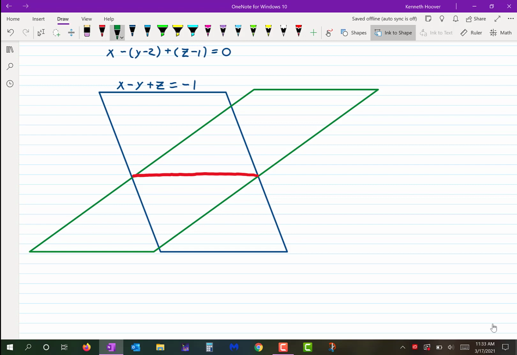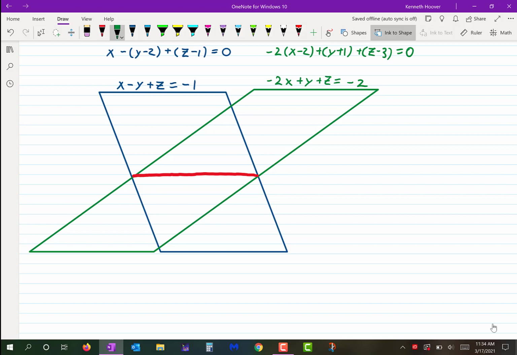Okay, all right, for the green plane, we have -2 times (x - 2) plus (y + 1) plus (z - 3) equals 0. Let's put that into general form. That'll be -2x plus y plus z equals -2. You can check my arithmetic on that.